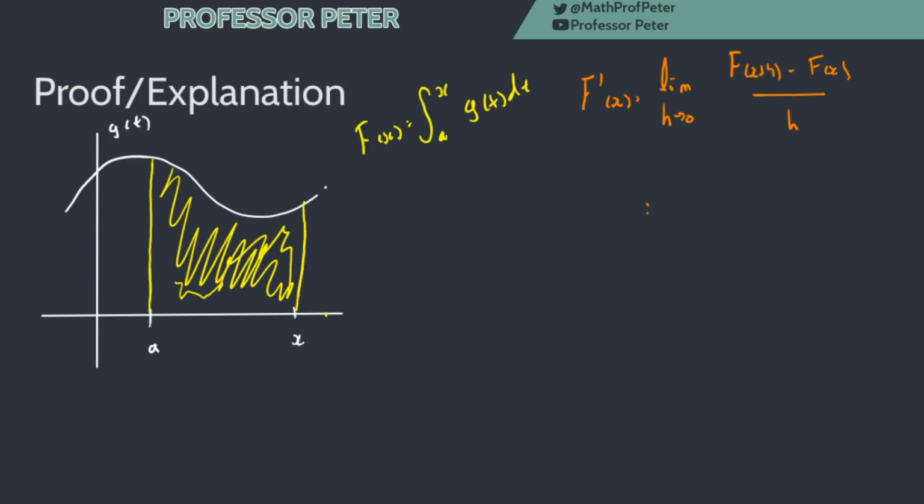And if we just plug these into our definition of this function, this is the limit as h goes to 0 of the integral from a up to x plus h of g of t dt, minus the integral from a up to x of g of t dt, all over h.